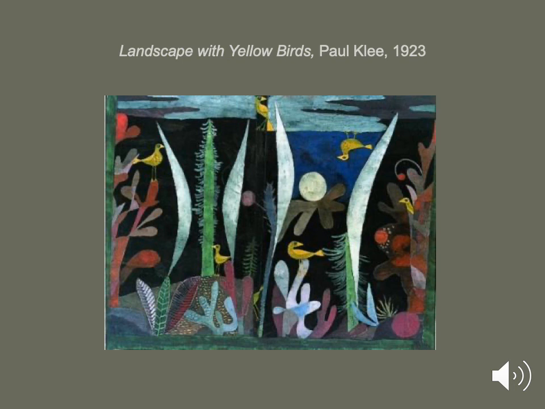This is Landscape with Yellow Birds by Paul Klee from 1923. In this work, we're actually seeing multiple types of repetition and rhythm. What the rhythm does in this case is give the painting movement and help draw your eye around the painting. First of all, you can see that we have these four large, white, oblong, organic forms that kind of resemble leaves.